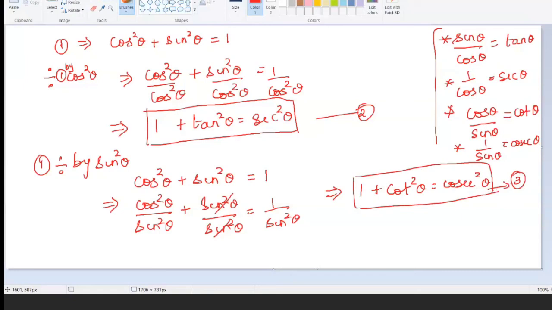So these are the three identities which you should know. The first one is sine square theta plus cos square theta is equal to 1.